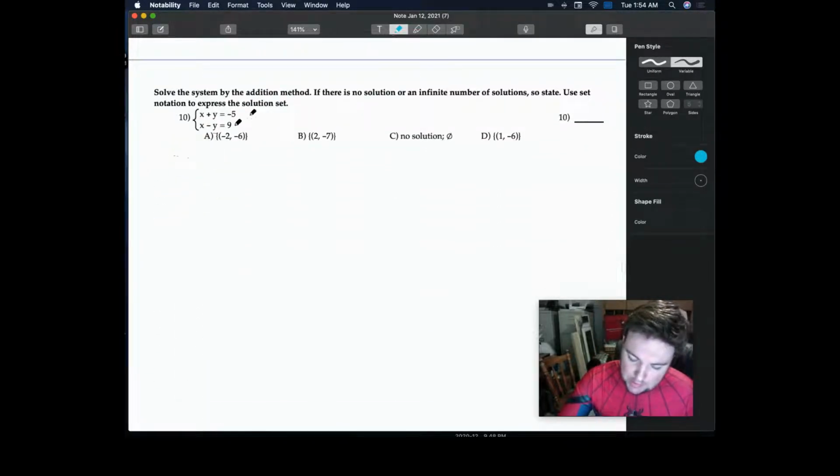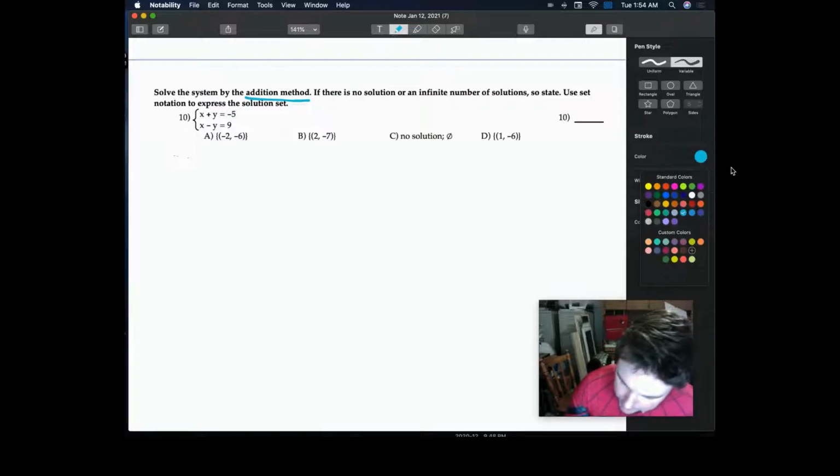All right, so this is saying using the addition method, which by the way is the same thing as elimination. So how do we do the addition method? Well, I'm going to first do this. Let me rewrite this.